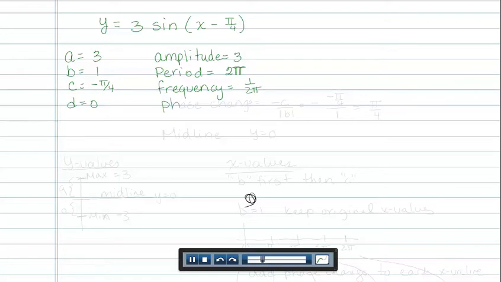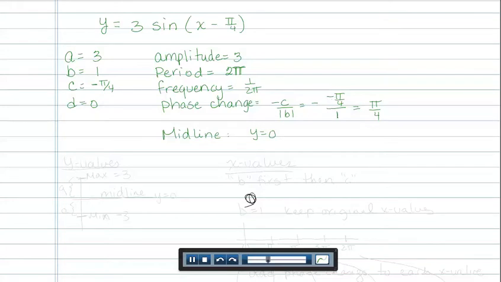And your phase change is minus C over the absolute value of B. It's going to be minus a negative pi fourths over B. B is 1. The negative signs cancel each other, so you're just going to get a positive pi fourths. And your midline is y equals D, so y equals 0.